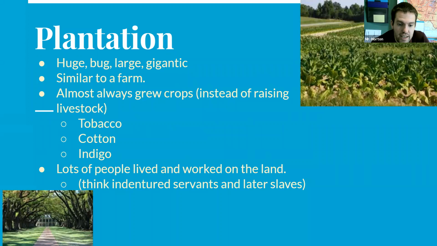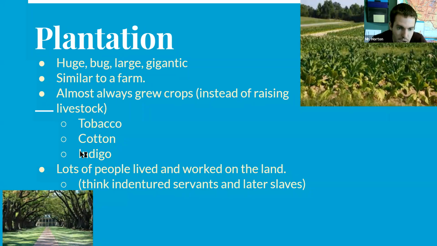Then our next term is the plantation. A plantation is kind of the field that they worked on. These are huge, large, gigantic fields and areas of land, similar to a farm, but much bigger. On the plantation, they almost always grew crops. They didn't really have any animals on the plantation. They mainly just grew crops, so there were no cows or pigs or horses or sheep. All the land on the plantation was used to grow these 3 crops. So this is all the answer to number 5.